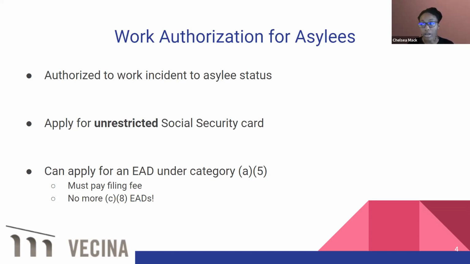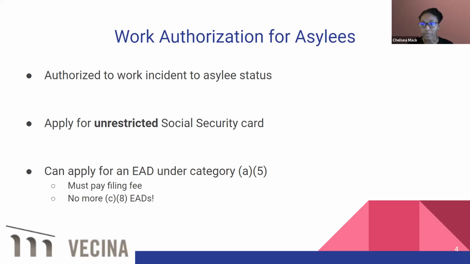basically apply for a new EAD, but it would be under category A5 instead of the C8. So the C8 category, if those of you have applied for it or will be applying soon for that, that's for if you have a pending asylum application. Once you become an asylee, you're no longer eligible for that C8 EAD. That also means that now you must pay a filing fee, because now basically those filing fees and all of that kind of come into play now that you have been here for a while. You're able to provide now for yourself and your family.